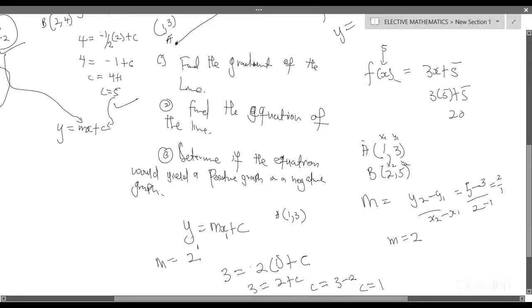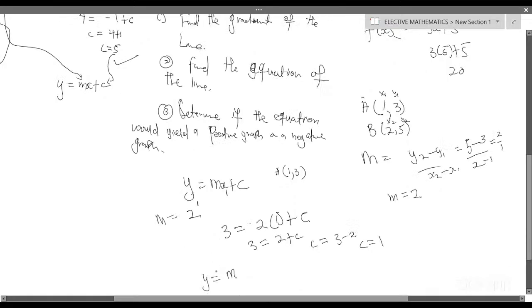Now with that, we can use it to fit into the equation and get our equation of a line. So what are we going to get? We are going to get y is equal to our m, which is 2, x plus 1.